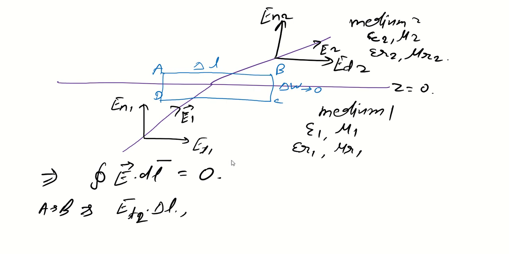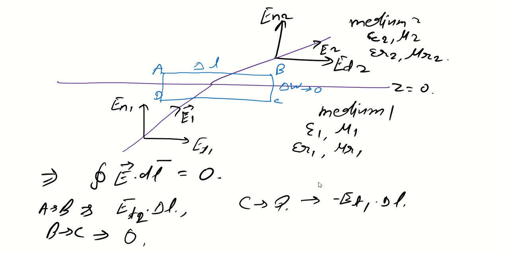Next we take BC. E dot dl there involves delta W, which we are considering 0, so it will be 0. Similarly, C to D is in the opposite direction, so it will be minus ET1 dot dl, which gives minus ET1 delta L. And D to A will again be 0 because W is considered to be 0.